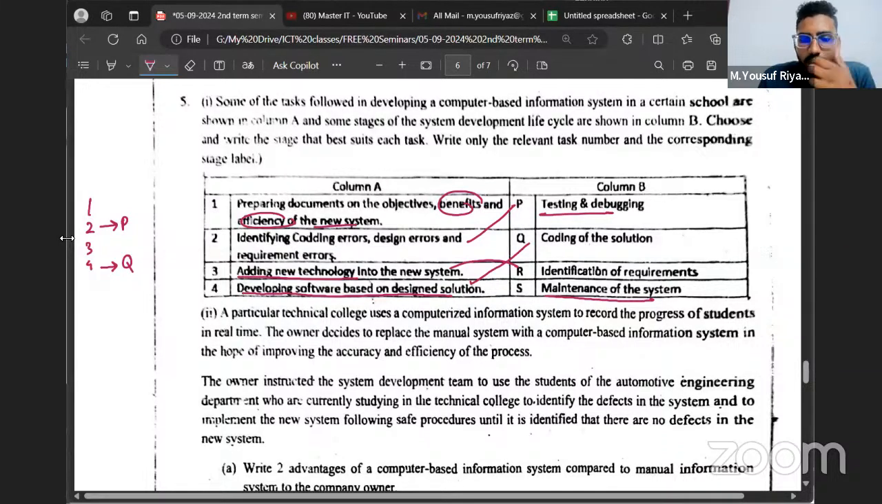Again, the data is not enough. Okay. But based on the given data, if they had stopped with the objective, I would have said it's going to be identifying requirements. But because they have mentioned the words benefits and efficiency of the new system, it's more suitable for maintenance. But actually speaking, maintenance has something of updating. Only when you're going to update the system, whatever we update in the system is doing minor changes.